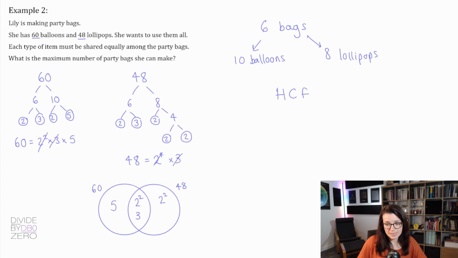This time we're only interested in HCF, so we're only interested in that middle overlapping part. And in this case, the highest common factor would be 2 squared times 3, which is 4 times 3, or 12 party bags. So she can make double the original 6 bags we thought of and still have an equal spread of both balloons and lollipops.